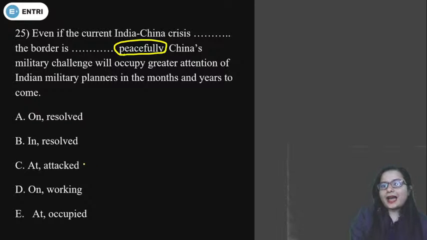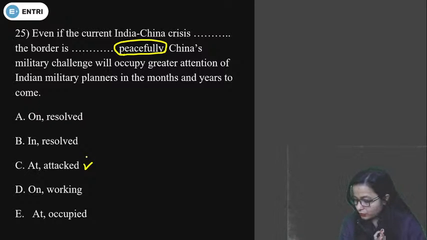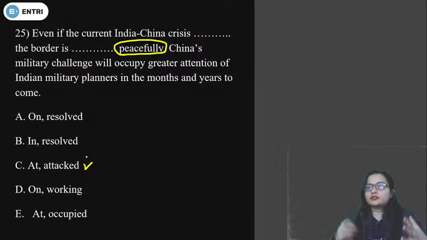If you're saying attacked, do you think that it will go with the word peacefully? The border is attacked peacefully. Can anyone attack the border peacefully? No, no, no. Ganesh, try to understand the context and try to get the hint from the words which are given just before and after your blank.